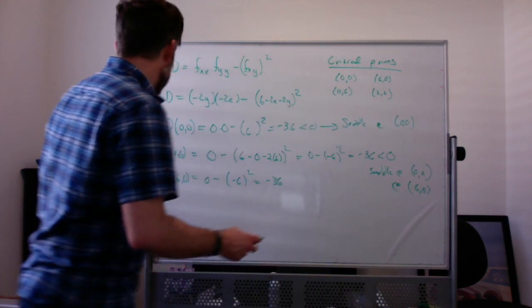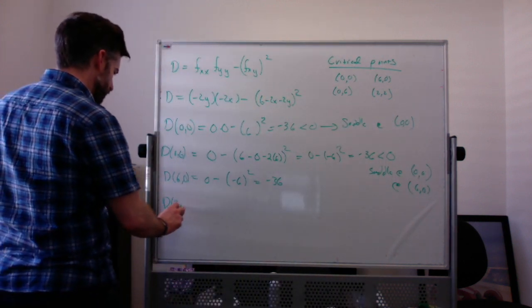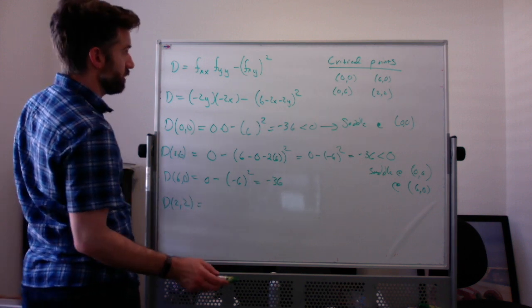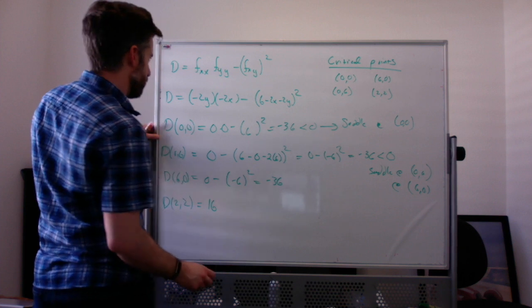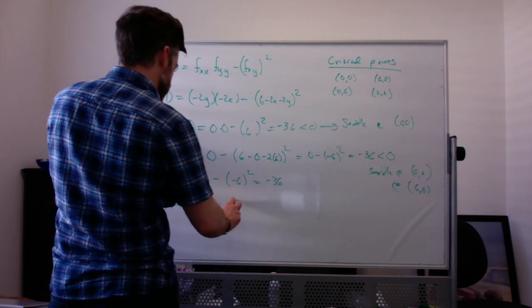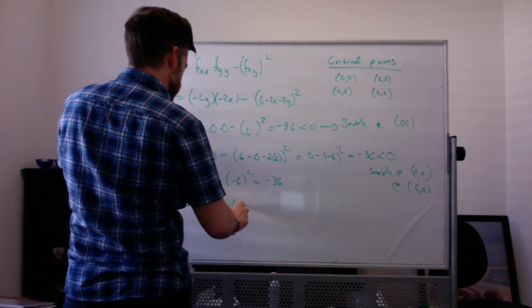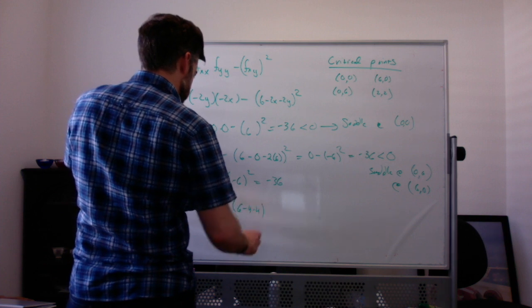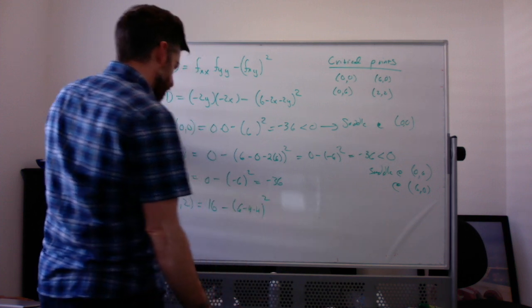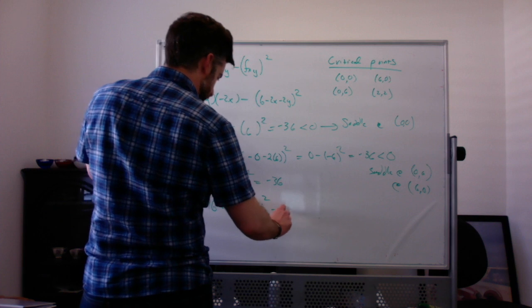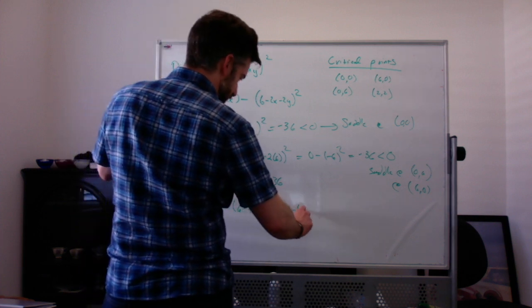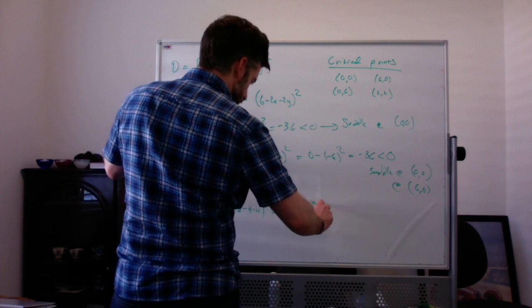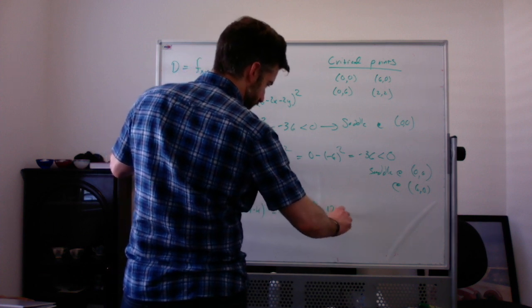And then finally, at the point 2, 2, we're going to get, let's see, negative 4 times negative 4 is positive 16. Minus 6 minus 4 minus 4, which is going to be something. I can do math, right? 16 minus, see, 6 minus 4 is negative 2 squared, which is 16 minus 4, which is 12, which is positive.